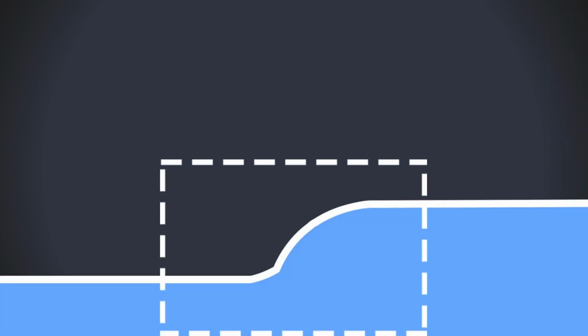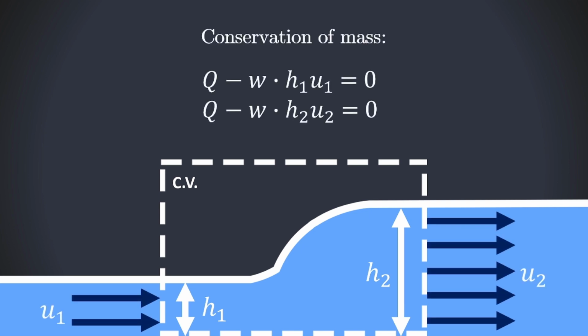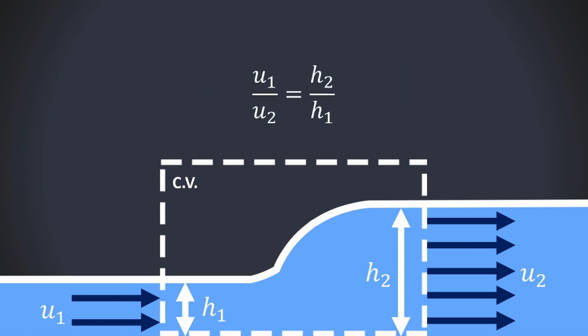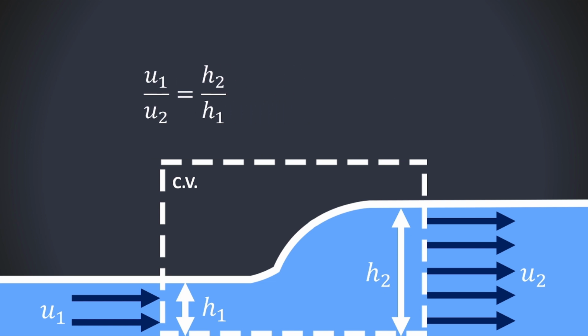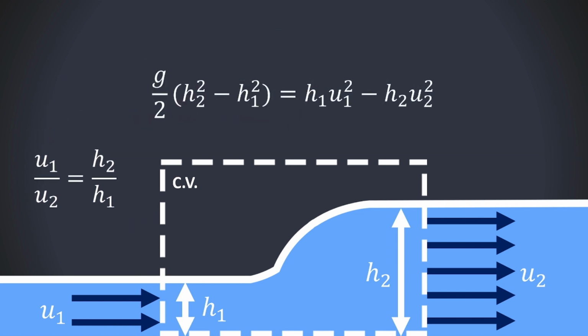First, we defined the control volume region. Then we defined the initial and final height and velocity of the water, H1, H2, and U1, U2 respectively. Using conservation of mass, we found a relationship between velocities and heights. Then, we applied conservation of linear momentum and derived the second equation connecting heights and velocities.